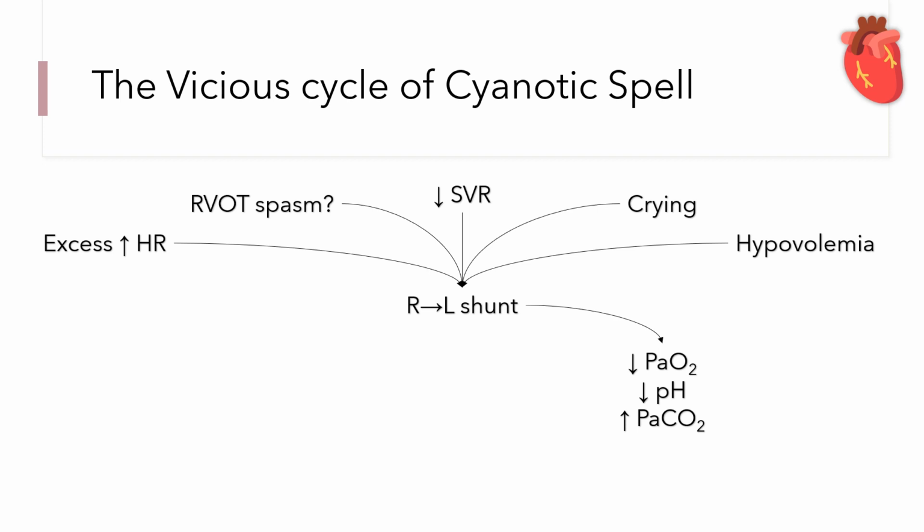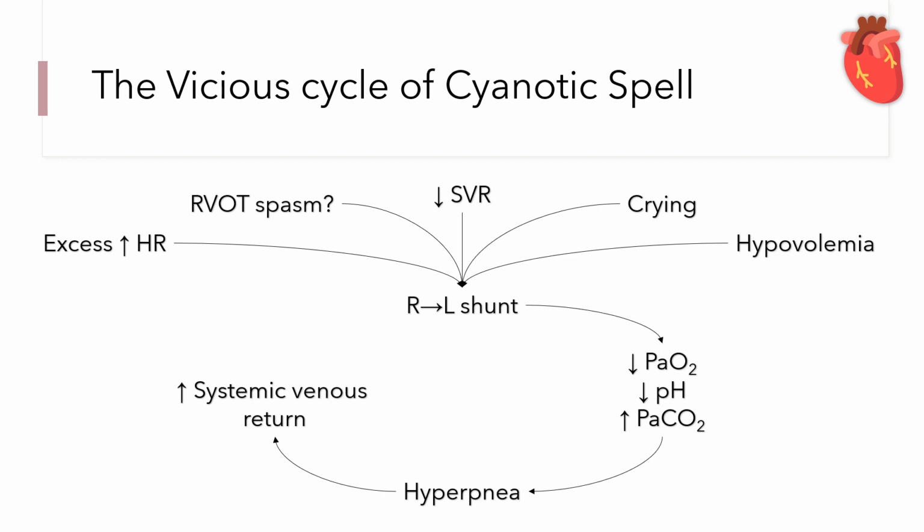All these things, decrease in PaO2, decrease in pH, increase in PaCO2, will cause stimulation of the respiratory center. So that will lead to hyperapnea or increase rate and depth of breathing. The more there will be hyperapnea or the more the rate and depth of breathing will increase, there will be increased systemic venous return because there will be inspiration, expiration.